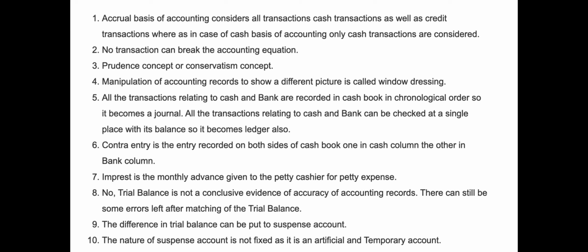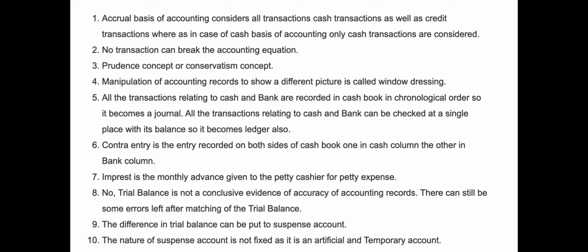5. All the transactions relating to cash and bank are recorded in cash book in chronological order so it becomes a journal. All the transactions relating to cash and bank can be checked at a single place with its balance so it becomes ledger also. 6. Contra entry is the entry recorded on both sides of cash book, one in cash column the other in bank column. 7. Imprest is the monthly advance given to the petty cashier for petty expense.